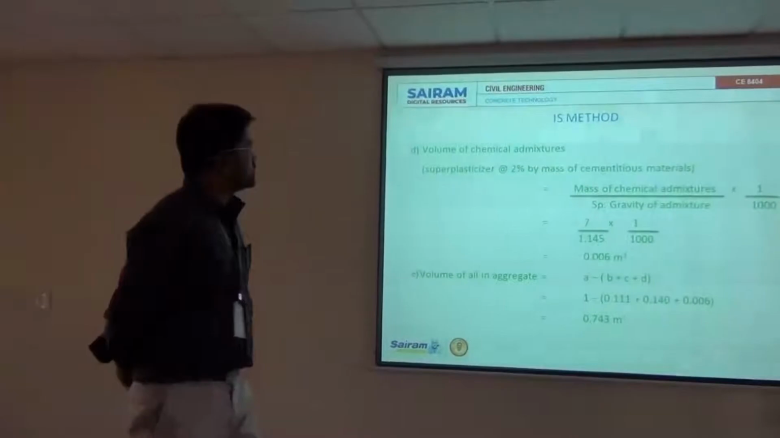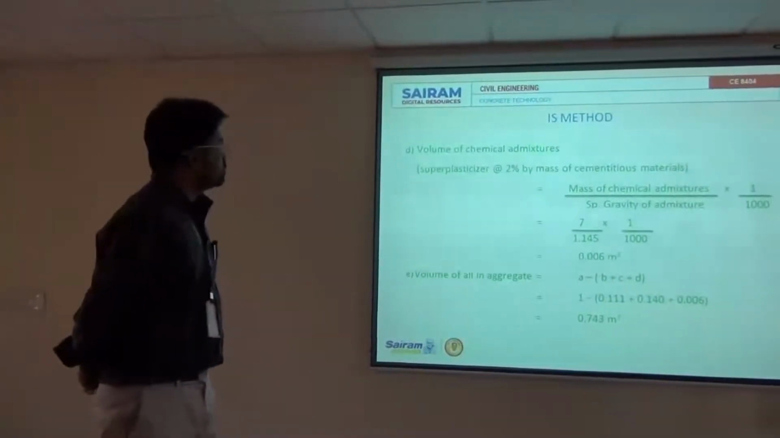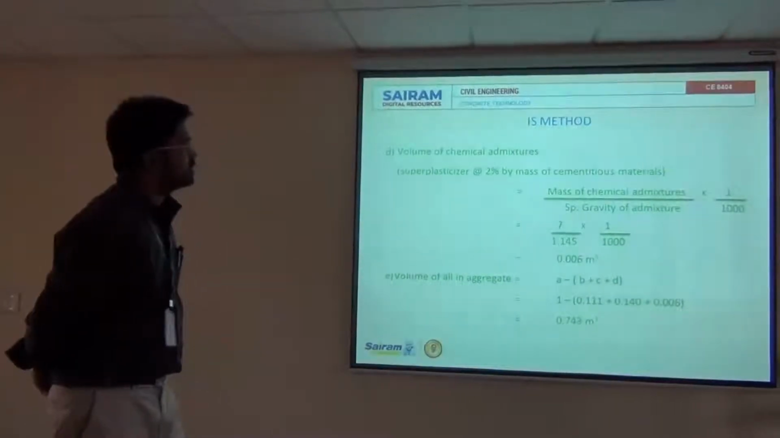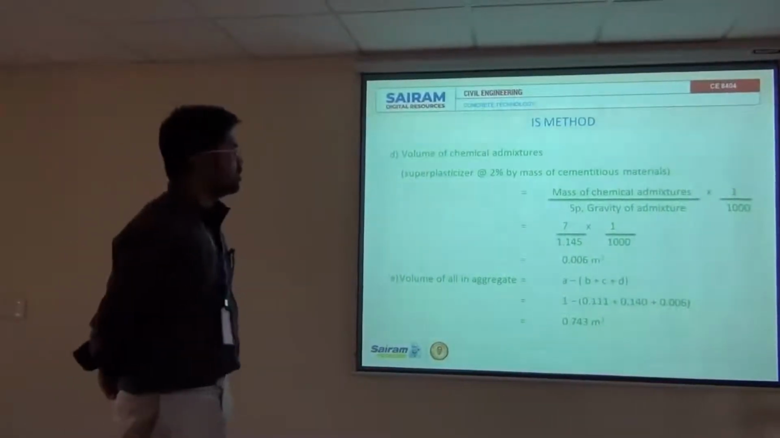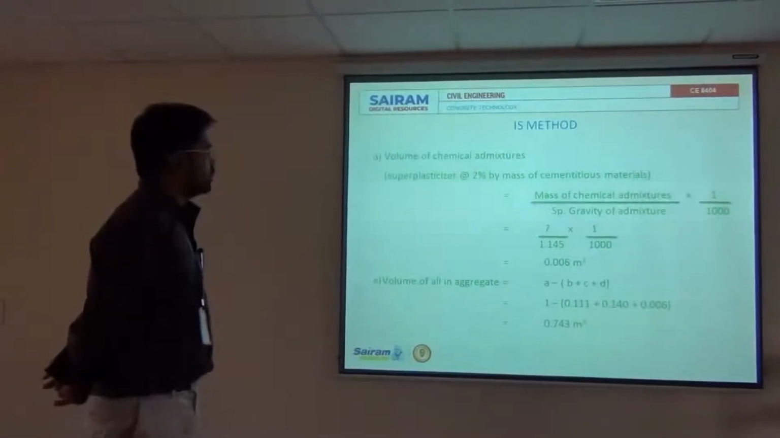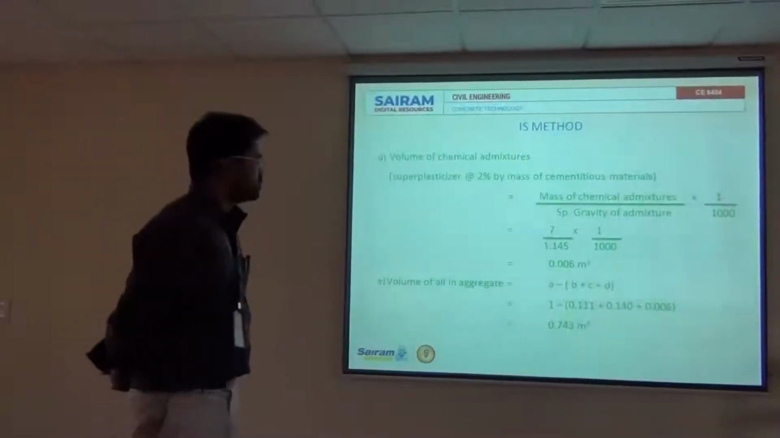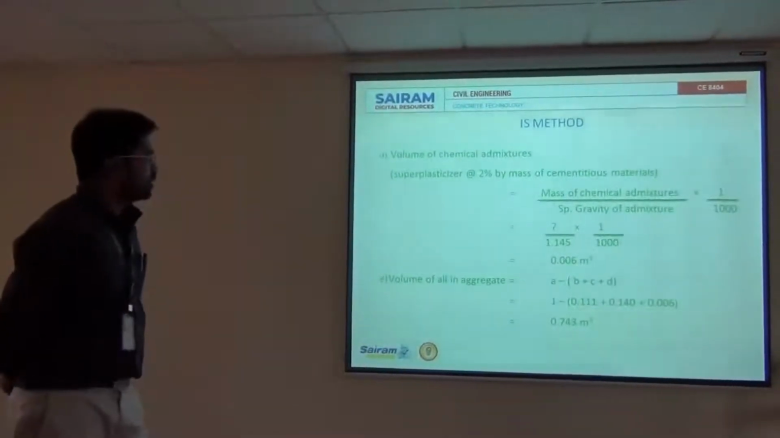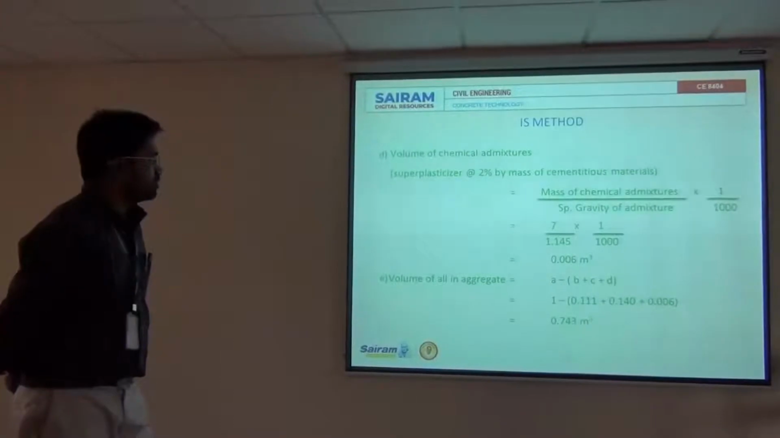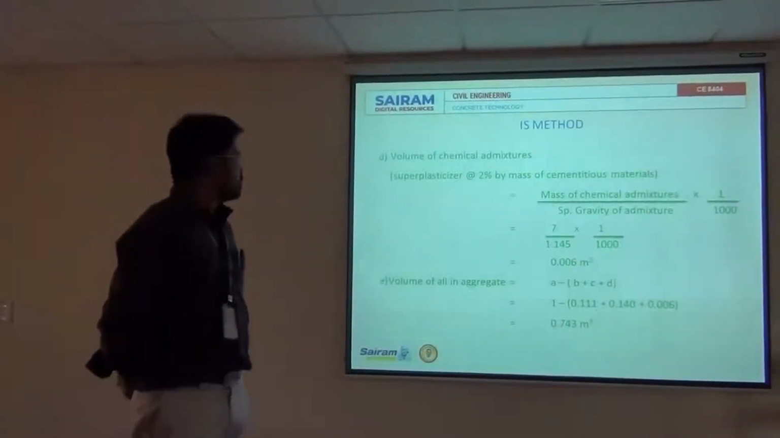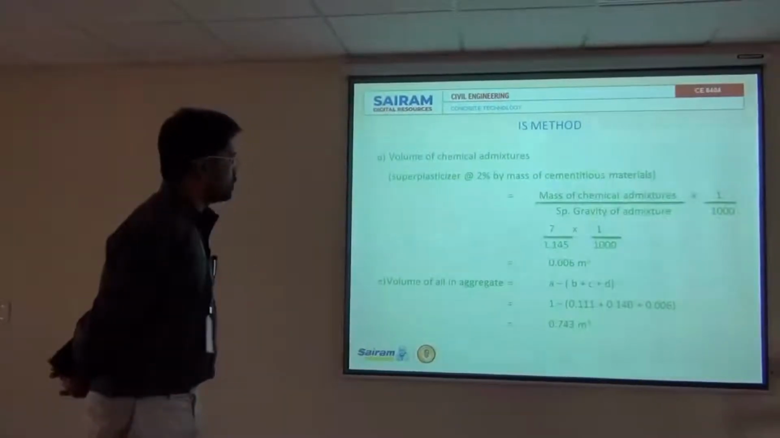Volume of chemical admixture: usually we take 2% of the mass of cementitious material. Mass of chemical admixture is 2% of 350, which is 7, divided by specific gravity of admixture 1.145 into 1/1000, which is equivalent to 0.006 meter cube. The remaining volume is of aggregate. From the concrete volume, you subtract the cement, water and admixture volumes. Finally you get the remaining proportion 0.743 meter cube.